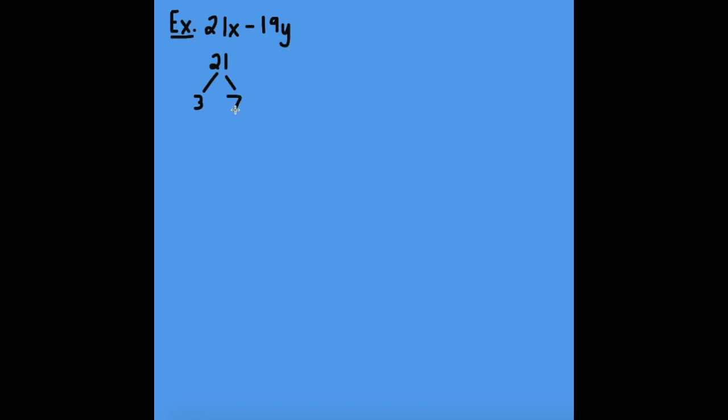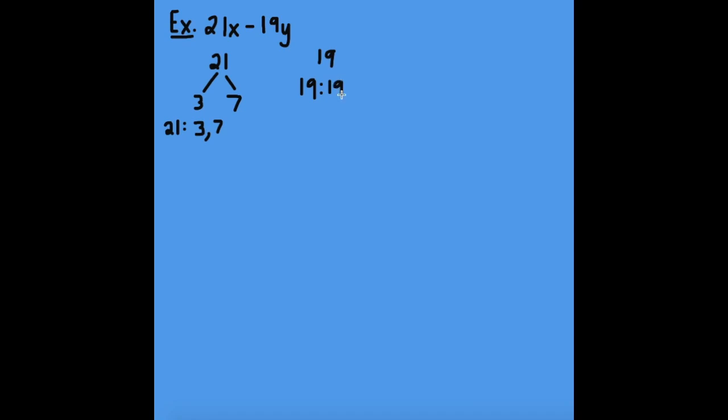Since 3 and 7 are prime numbers, they cannot be broken down any further. So the prime factors of 21 are 3 and 7. Now, let's look at 19. Let's think about what we can break down 19 to. 19 is a prime number, so it cannot be broken down any further. Now remember, 1 is not a prime number. The definition of a prime number is a number that has two factors, while one only has one factor. Therefore, the prime factors of 19 is just 19.